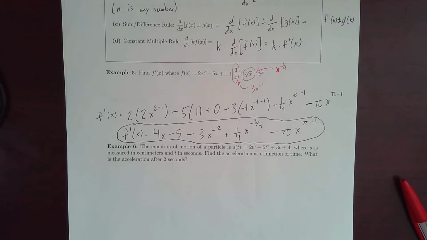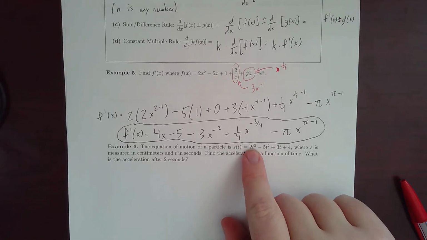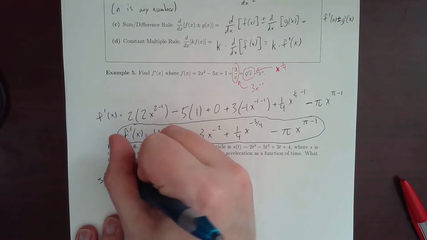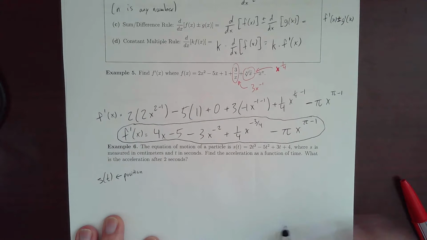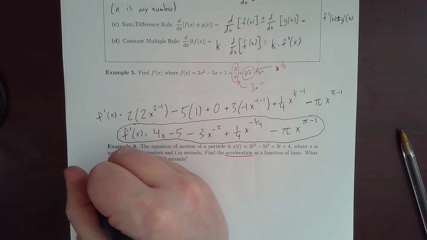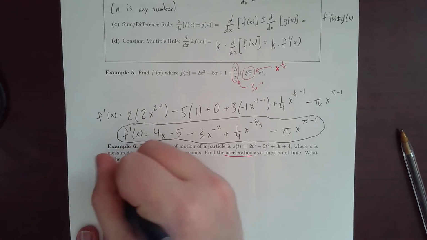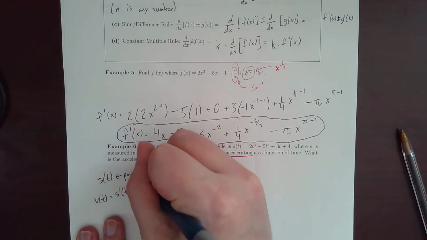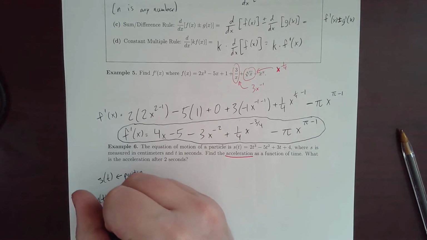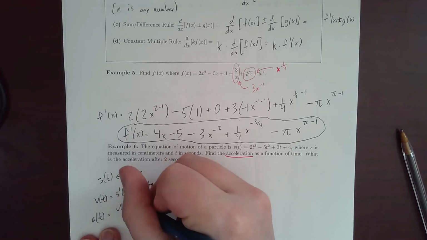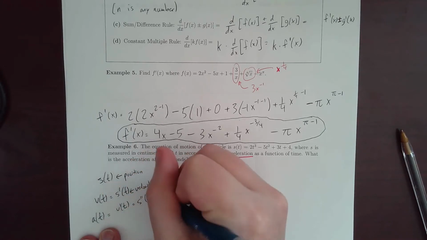So remember, acceleration is going to be the second derivative. So if this is our position, so s of t is position, if we want the acceleration, we want the velocity first, so the derivative of s of t. And then after that, we want the acceleration, which is the derivative of velocity, which is the second derivative of the position.